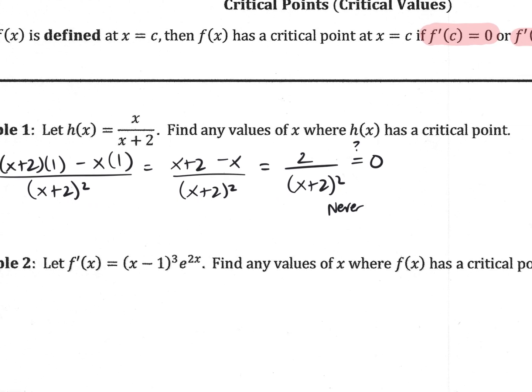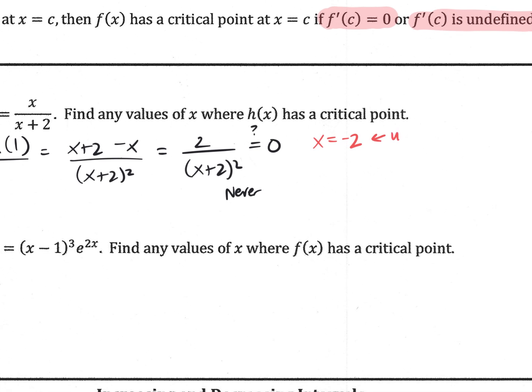But what makes this undefined? Yeah, if x equals negative 2. If x equals negative 2, it is going to be undefined because that's what makes the denominator equal to 0, right? So your critical point is that x equals negative 2.